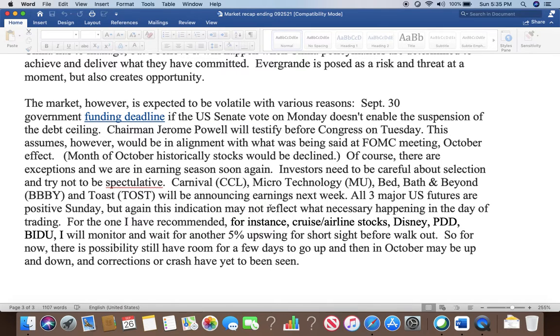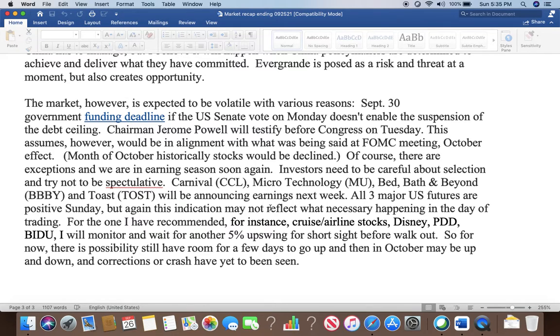Then there's the October effect: historically, stocks decline in the month of October. Of course, there are exceptions, and we are in earnings season again soon, so if some of the stocks and companies prove to be resilient, that may actually help push the market higher rather than dropping.